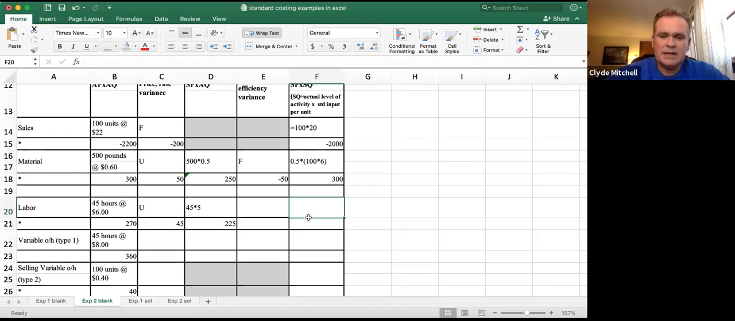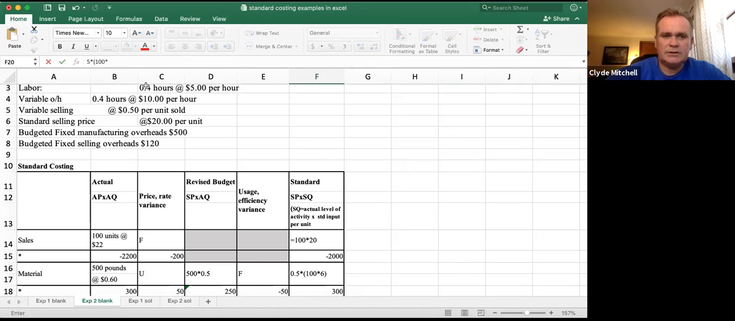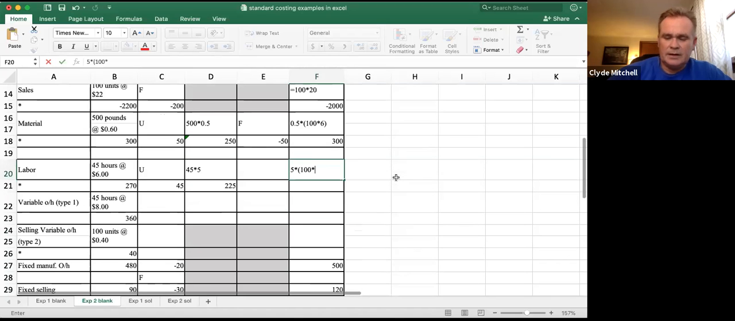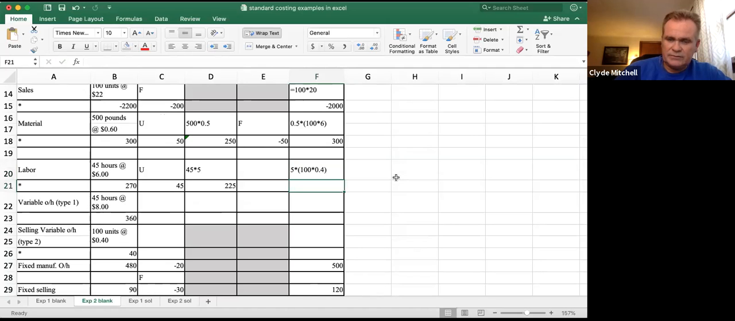Let's go and look at our standard. Our standard rate is $5 an hour, and now we need our standard quantity. Standard quantity is going to be based on actual units, which is 100, multiplied by standard input. How many hours should it take to make each unit? The answer is 0.4. We'll have the same information here when we're doing our variable overhead. So times 0.4 is going to give us 40. So here we have 5 times 40, which is 200.